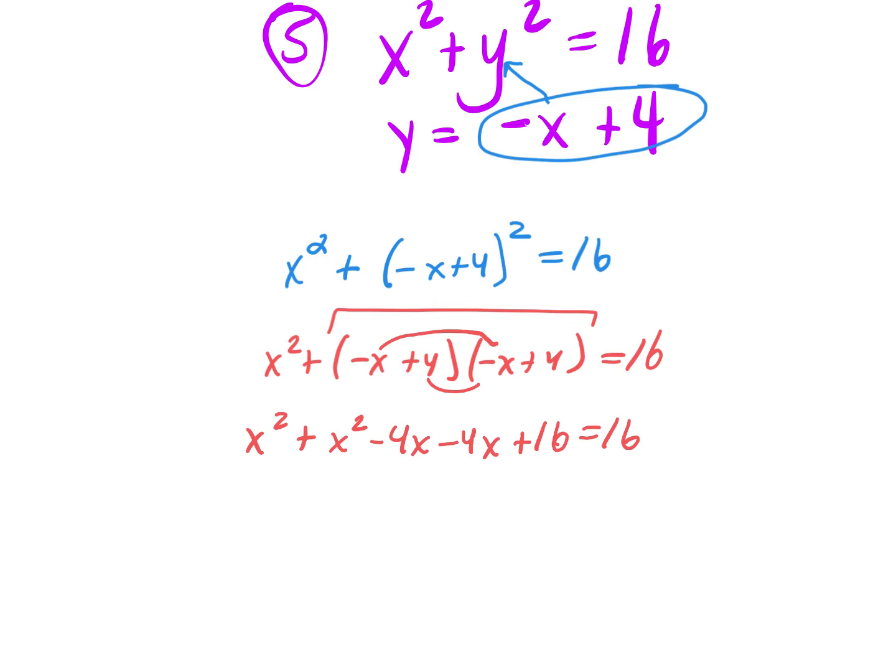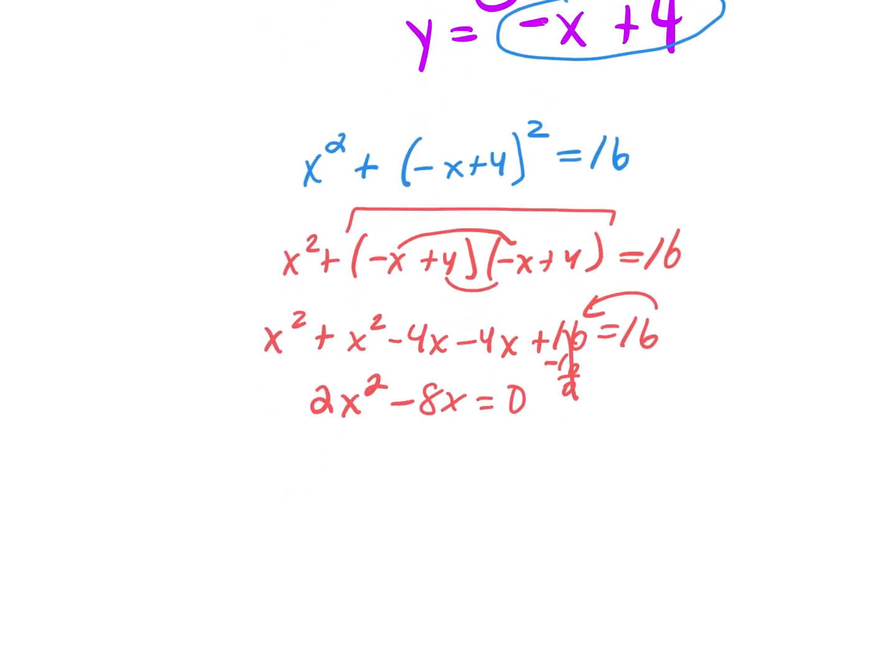All right, before we do anything, let's just clean it all up. What's 1x squared and 1x squared? 2x squared. Right, we're not multiplying, we're just adding them. What's a negative 4 and a negative 4? Negative 8x. Now, what am I going to do with this 16? I got to move it over here, right? So if I subtract it, I get 0, correct? Okay.